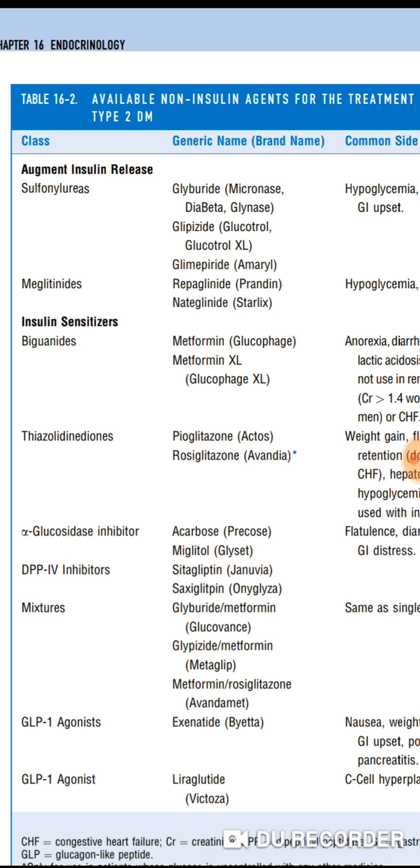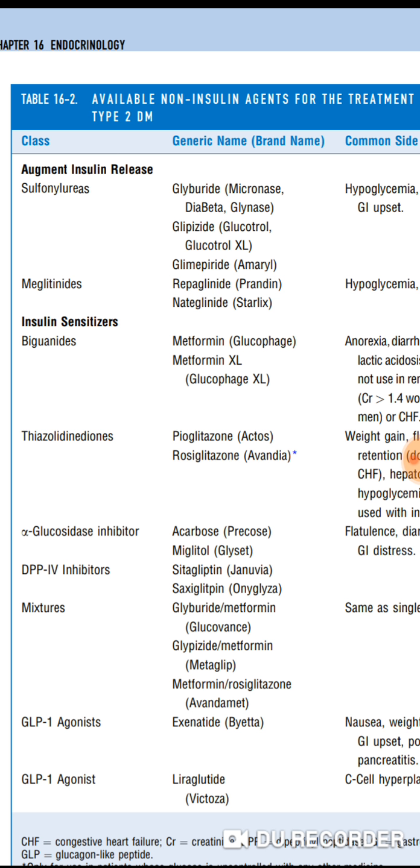Then we have drugs that are insulin sensitizers, and basically what they do is they decrease the tissue resistance to insulin, and these include drugs like biguanides, which include metformin, and thiazolidinediones. Of course, they include pioglitazone and rosiglitazone.